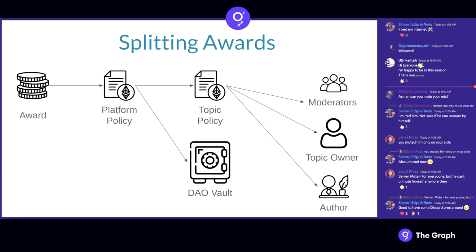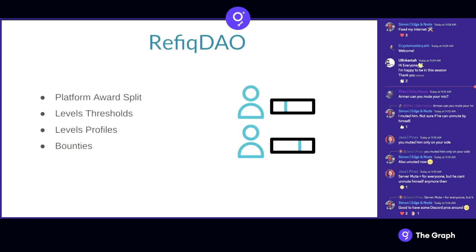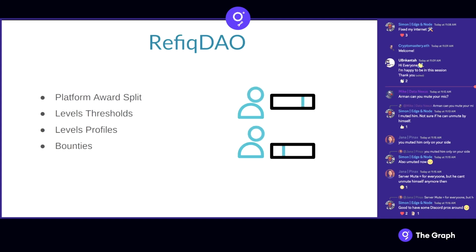But what is the point of having these DAO vaults? The first benefit is that it prevents abuse. If we don't have this DAO vault, anybody can create a topic, set themselves as the moderator, send content to it, and award themselves a lot of money. This way they can have a high level profile without actually spending any money on the platform. The DAO ensures that anybody who wants to do this is actually going to send some money to the platform itself. And the Refiq DAO is going to be responsible for deciding how this money gets spent.